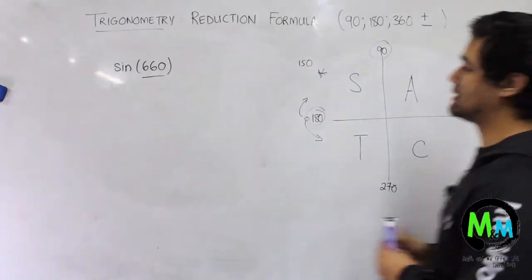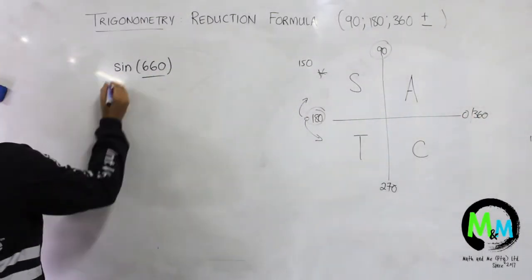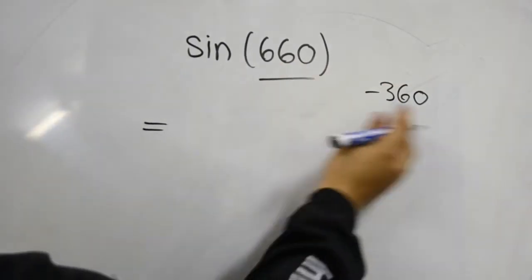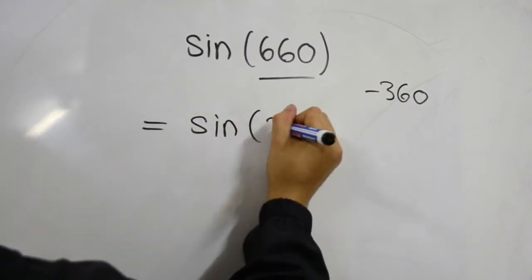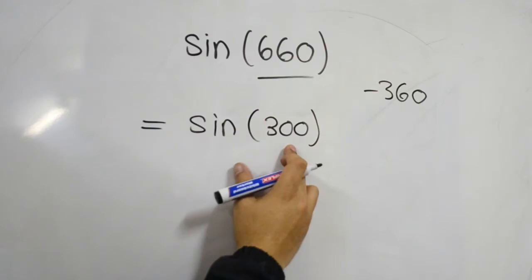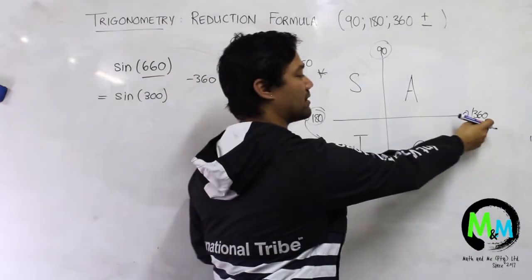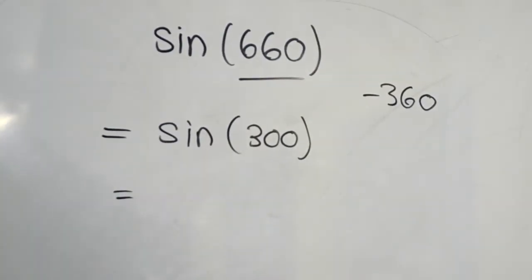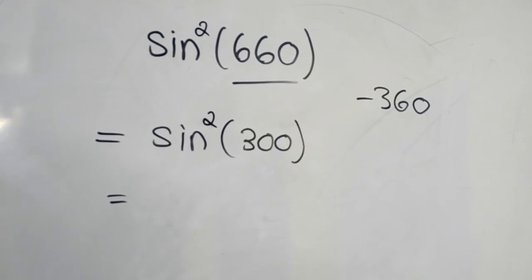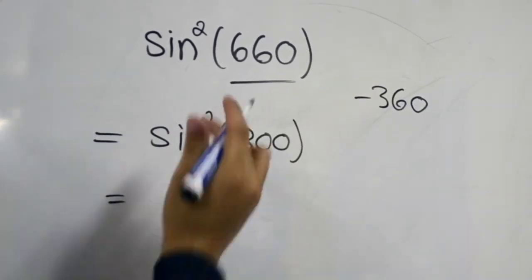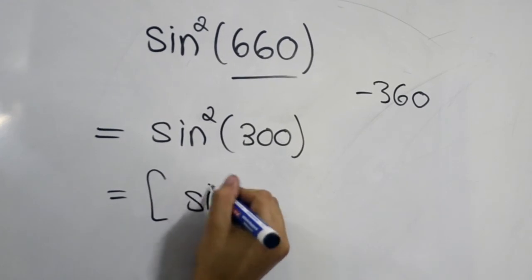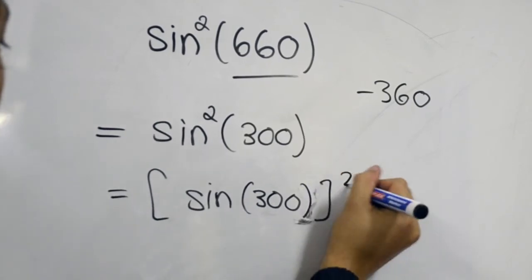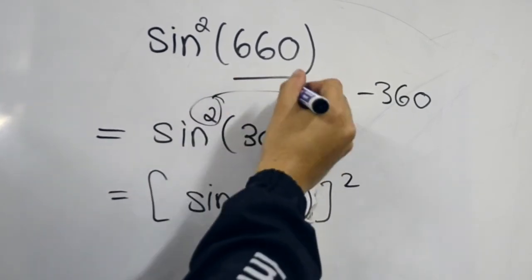So with 660, I'm going to minus 360 from it, and it will still be the same ratio. Minus 360 from 660 will leave me with sine 300. Now I see that my 300 is between 0 and 360, so I can apply a reduction formula to it. Let's make it squared just for interestingness. First thing I'll do with my squared is take it to the outside. So I'll say sine 300 squared, because we know squared will move to the outside.